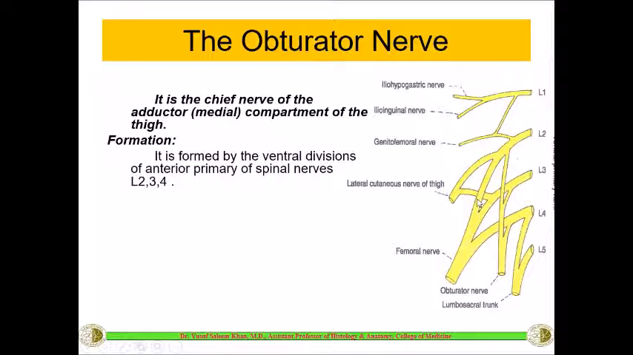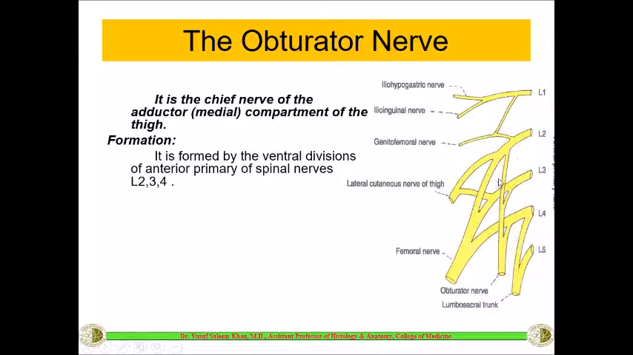So that is supplied by the femoral nerve, which is formed by the dorsal division. And the ventral division, ventral means anterior division, will be supplying the medial compartment of the thigh, which, because of the rotation, will be supplied by the anterior or ventral division.